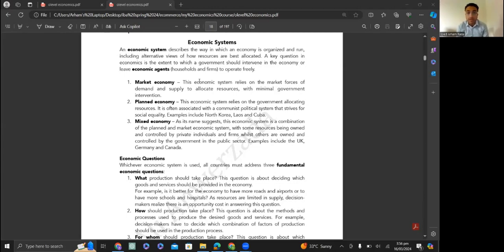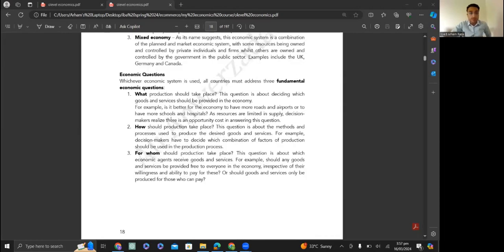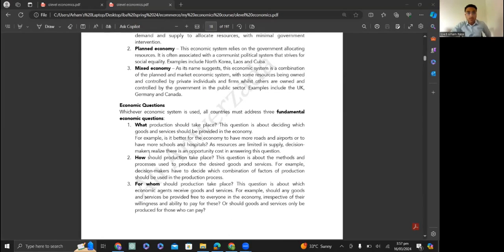Planned economy, on the other hand, is solely run by the government. For example, North Korea, and China is also a communist economy. So planned economy's another name is communist economy. Now, mixed economy, as the name itself makes clear, is the mixture of the market economy and the planned economy. Now, you can see that these are the three fundamental economic questions: what to produce, how to produce, and for whom to produce.